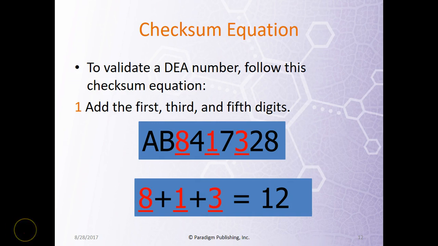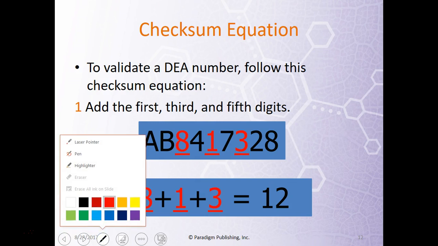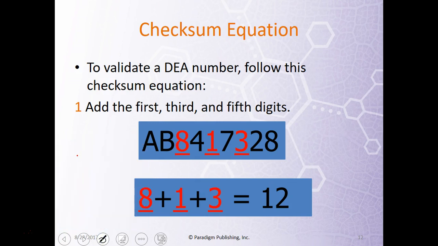To validate a DEA number, we're going to follow a checksum equation. So to do this, we need the first, third, and 5th digits, and we add them together. So 8 plus 1 plus 3 is equal to 12. And we'll need that in just a moment.